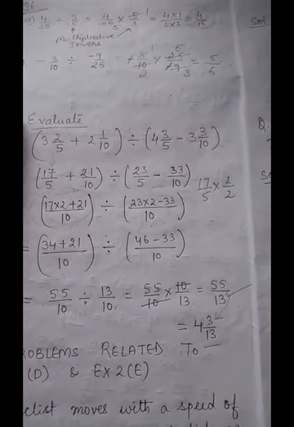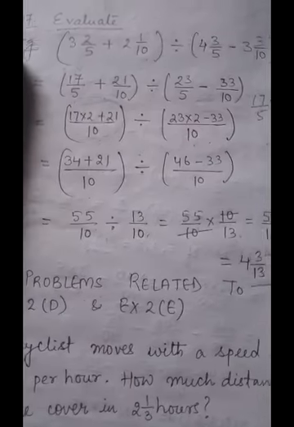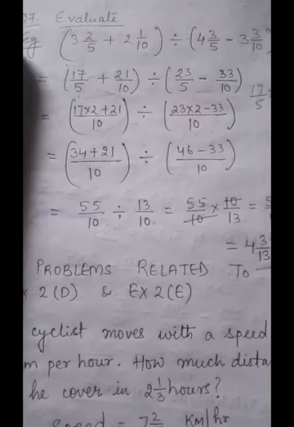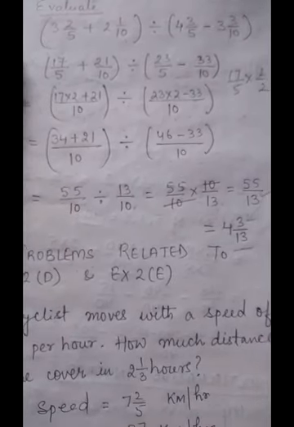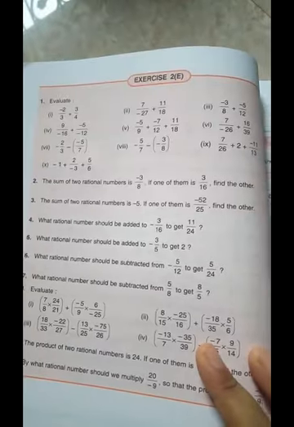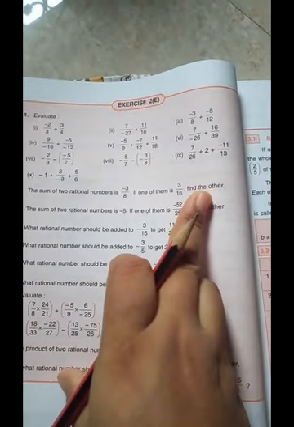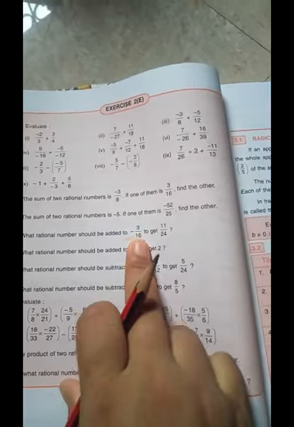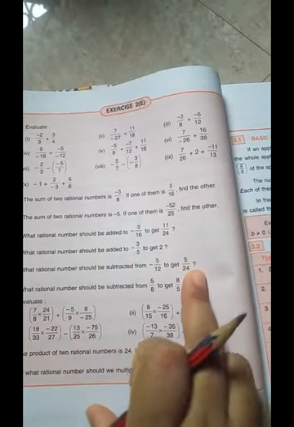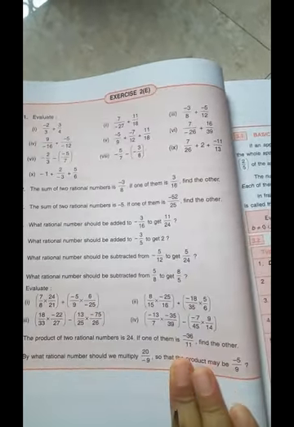Now we will do some word problems related to exercise 2D and 2E. Exercise 2E given in your book is exactly the same as the following exercise that you have done in 2A, B, C and D. So word problems are related to both sections. You can see over here: the sum of 2 numbers; what should be added to this to get 11 upon 24; what should be subtracted from this to get 5 upon 24. The questions are almost similar with relation to exercise 2D. So let's discuss some word problems which are given in both exercises.